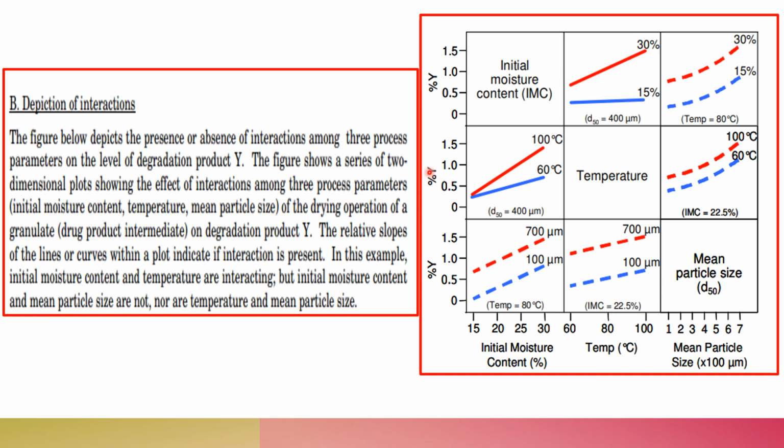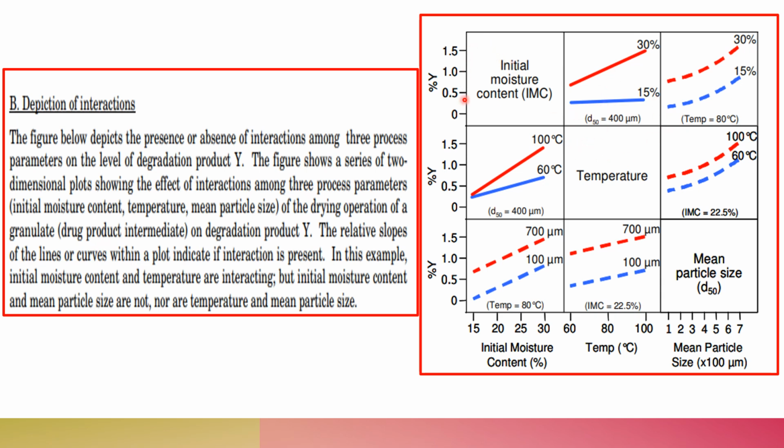So what is the advantage of the DOE? Apart from the effect of one factor, if there is an interaction between the factors, that also we will come to know in the design of experiment. This is only the basic advantage of the design of experiments. Here in ICH, this is the example I have taken from the QA guideline only. So here three things are there. Percent Y is the related substance, impurities, and the variables are the initial moisture content, the temperature, and one more variable, the particle size distribution.